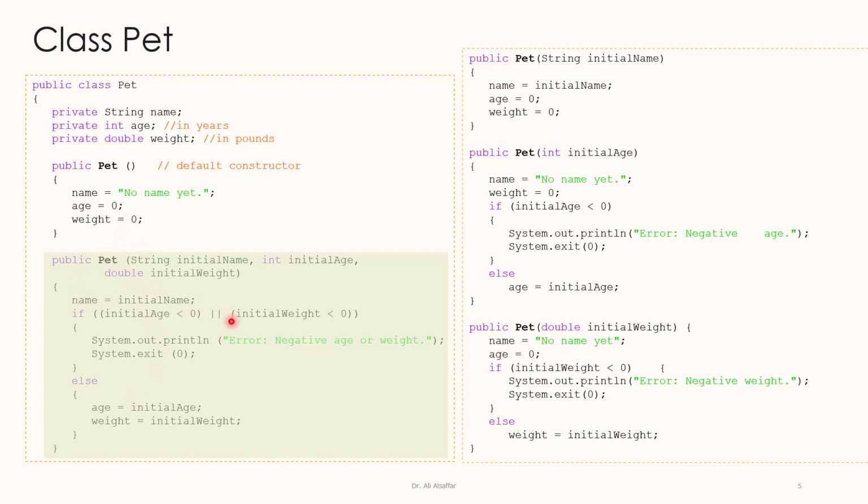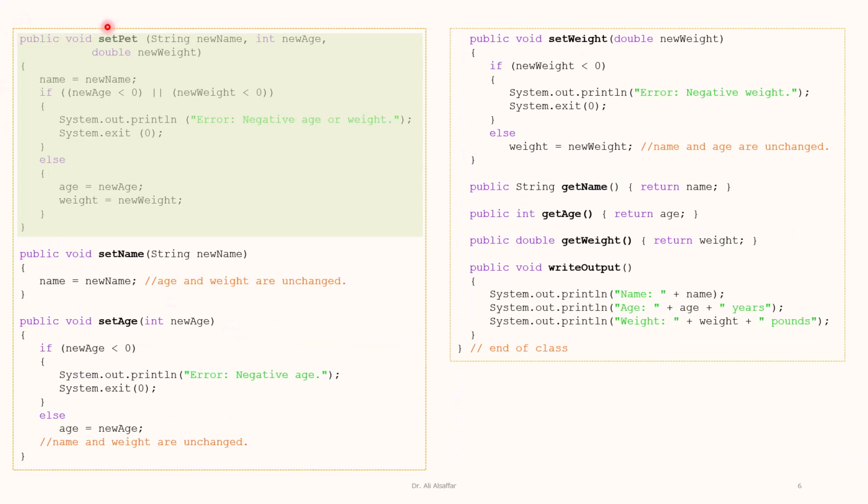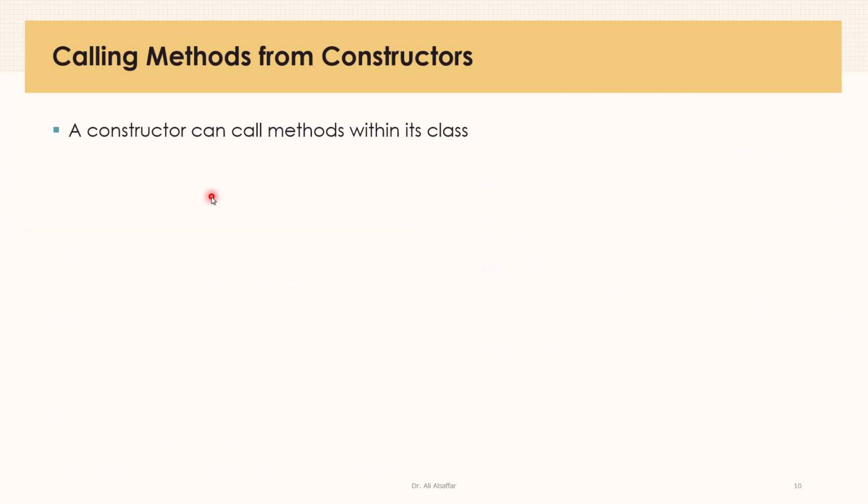By comparing this constructor with another method inside the same class, which is setPet, notice that the code is the same. It is repeated. The same parameters and the same code inside. So why don't we just go to the constructor and call this method, and supply the parameters coming from the constructor to this method, and make the code not repeated? So in Java, it is allowed to call a method that is defined within the same class inside the constructor.